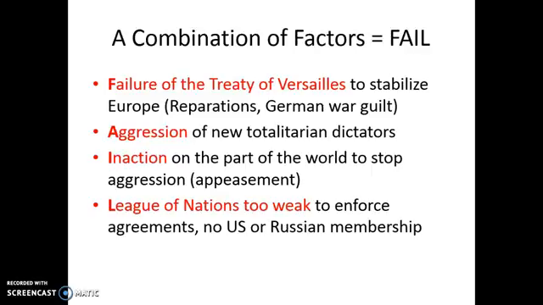And then finally, the League of Nations as an organization is too weak to enforce any of its policies. There's no standing army, and without the United States being a permanent member, the League doesn't really go anywhere.